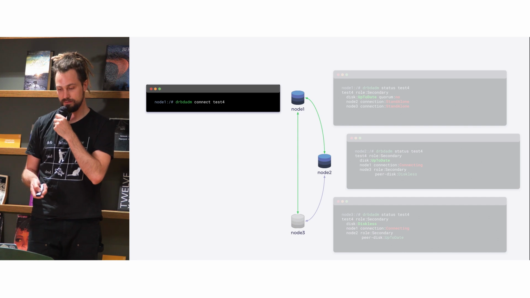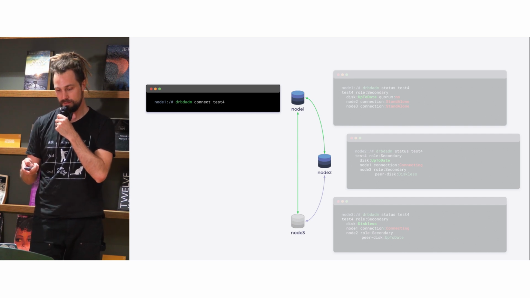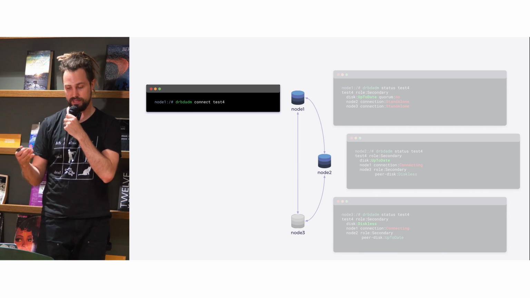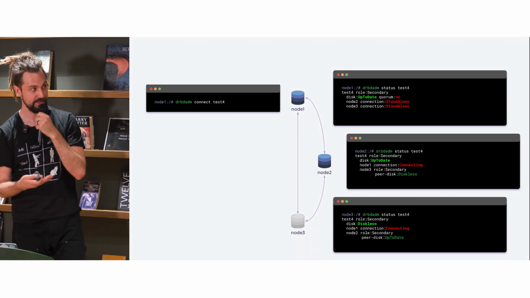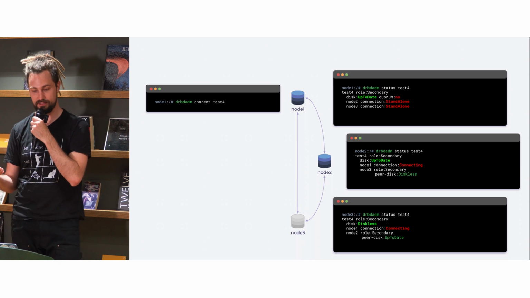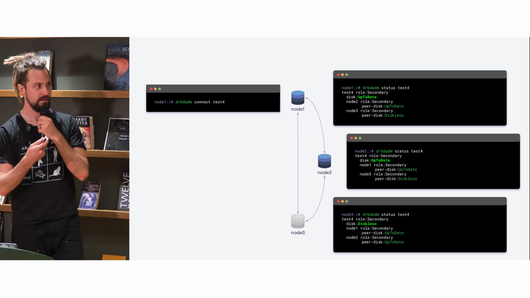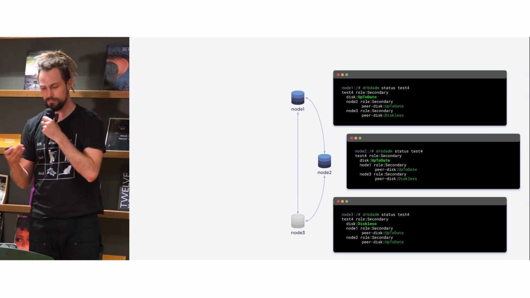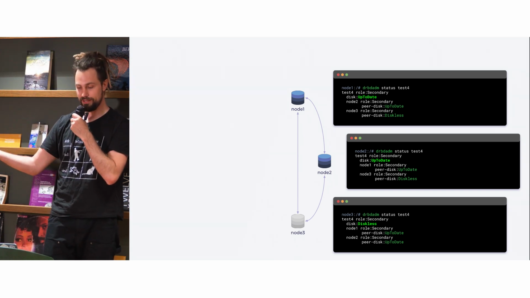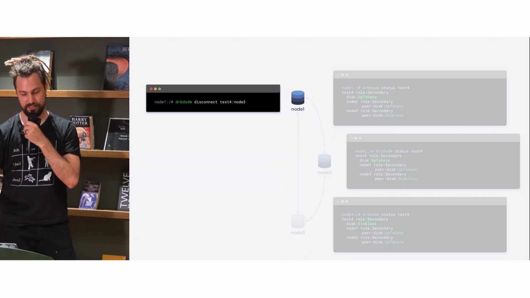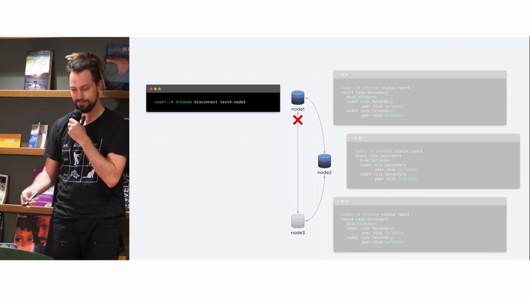We can see that every node has an understanding of how the devices look for itself. So it knows the state of this device on this node, and it also has some understanding of how it looks for the other nodes. So node 1 knows that for node 2 it's up to date, and for node 3 it's diskless.